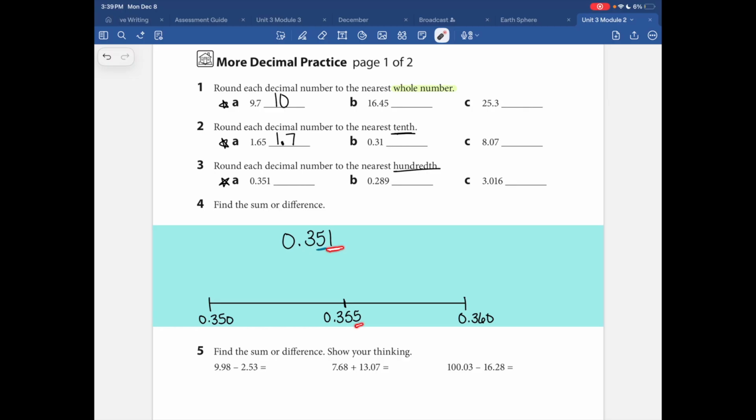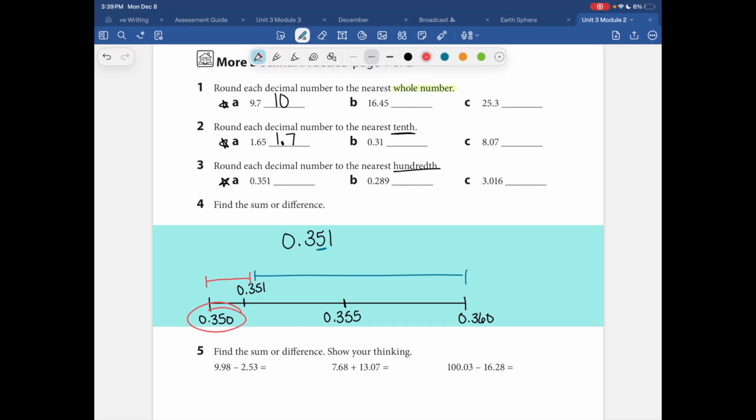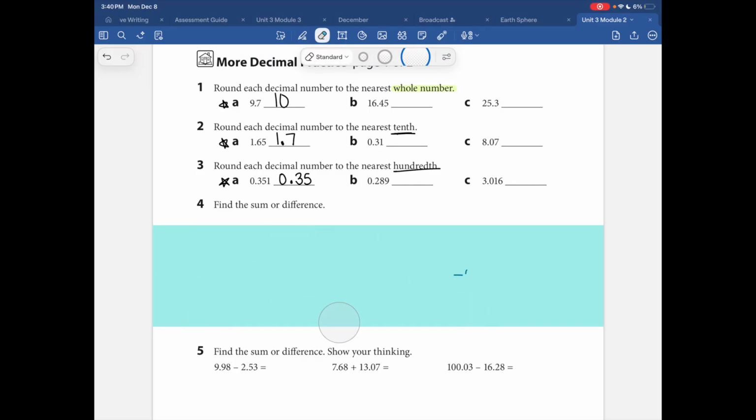So I notice that 1 is less than 5, and it's also greater than 0. So my number is going to fall right around here. Again, noticing how the difference from my nearest hundredth is farther than that one. So the number that we would round to is 35 hundredths. So possibly try to at least think about where these numbers would show up on a number line, or draw out your number lines if that's what you need to do.